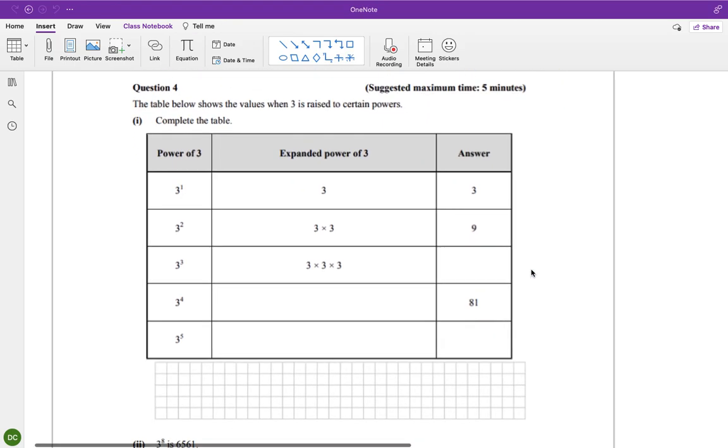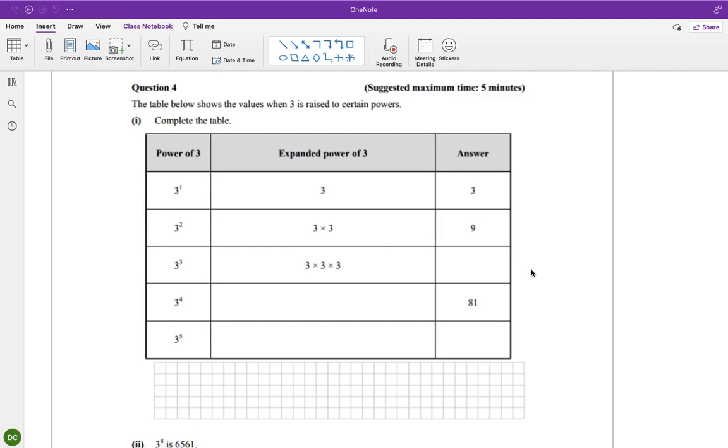Right, we'll keep going down to question, where am I? Question 4. The table below shows the values when 3 is raised to certain powers. So 3 to the power of 1 expanded is just 3, and the answer is 3. 3 to the power of 2, there's 2 of them, and we get 9. So the third one is 3 by 3 by 3, which is 27. The fourth one, there's 4 3s, which is 81. And then the fifth one, 2, 3, 4, 5. And the answer to that is 243.